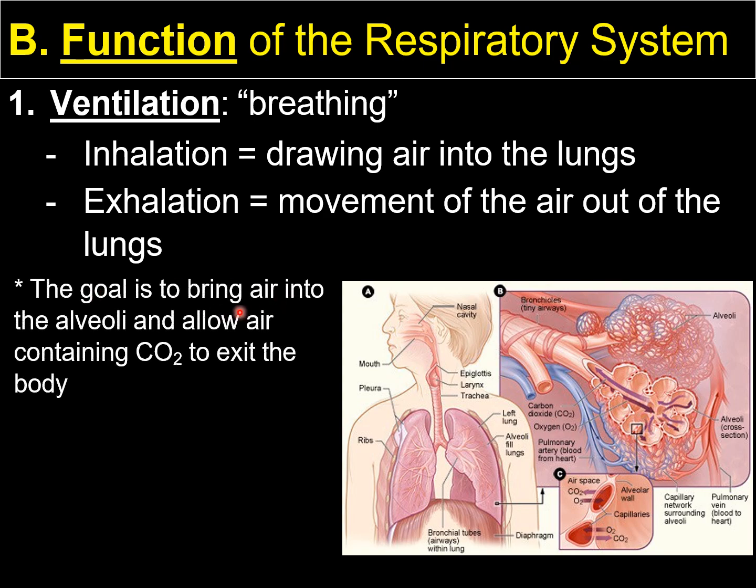So the goal is to get that air in there, and the way you would describe it is that we're trying to maintain a gradient here. We're trying to keep the oxygen content in the alveolus higher than the blood so that the oxygen will move into the blood. And we're trying to keep the CO2 lower than the blood so that the carbon dioxide moves out.